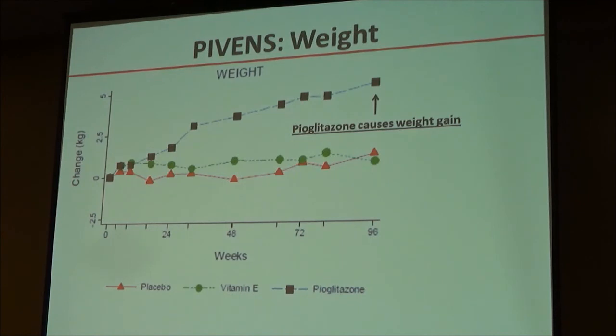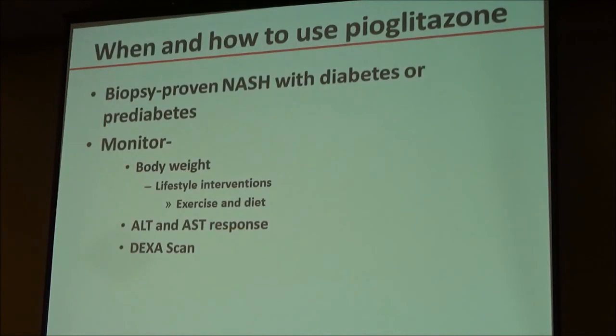So here I have a patient who has fatty liver, has obesity, and I'm telling them not to gain weight, but I'm giving them a medication that causes weight gain. There's a problem with that. So when should you use pioglitazone? Well, in patients that have biopsy-proven NASH, that have diabetes or pre-diabetes, but be cautious with that because, again, you want to be aware of the weight gain that's associated with pioglitazone.